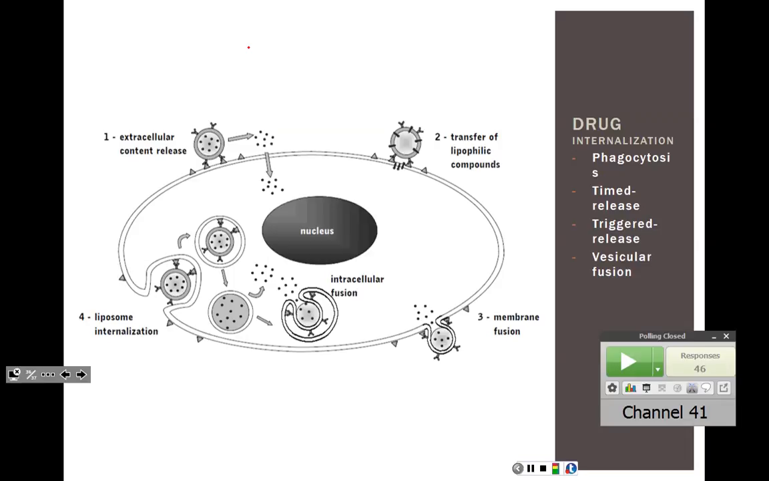So for some liposomes, they can release their contents outside of the cell and then rely on passive diffusion to get the drug across into the target cell. For other types, we rely on transfer of lipophilic compounds, so actually a fusion of the liposomal membrane with the plasma membrane. We have things like membrane fusion, where after the liposomal membrane and the plasma membrane fuse, that releases the drugs into the cell. And then finally we have liposome internalization, which we think happens the majority of the time with our FDA-approved liposomal formulations, where the liposome is endocytosed or phagocytosed, and then somehow the drug gets across the endosomal membrane into the cell to have an effect.